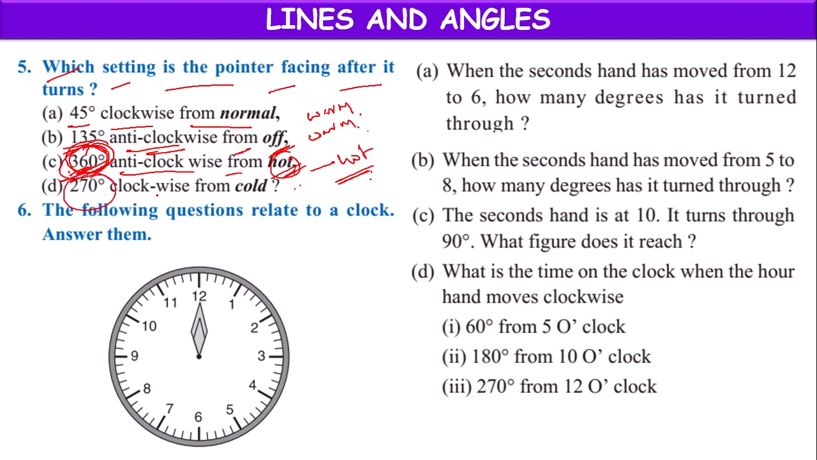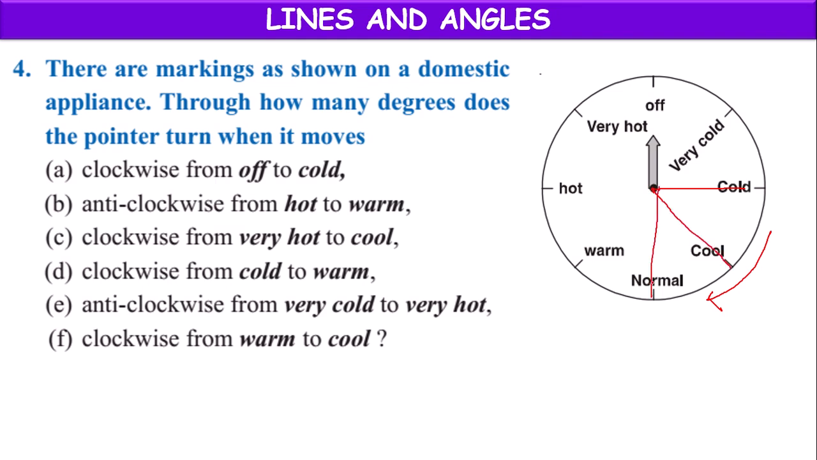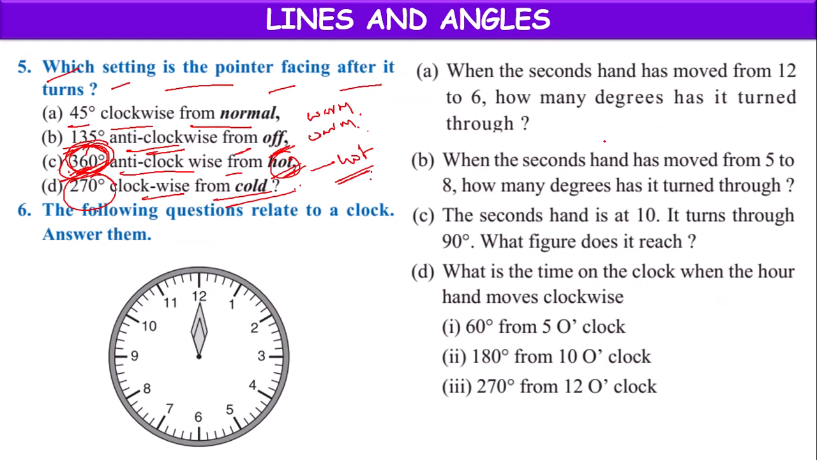Next, 270 degrees clockwise from cold. 270 degrees from cold in clockwise direction. That means 1, 2, 3, 4, 5, 6 parts. 6 parts into 45 degrees equal to 270 degrees. After moving 270 degrees, after completing 6 parts, it will be at off position.